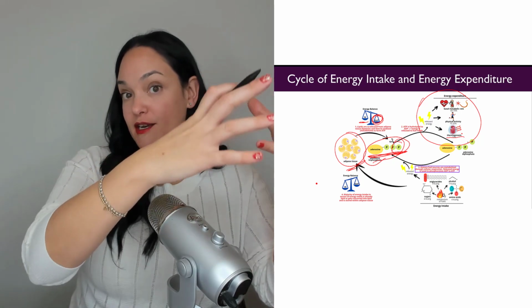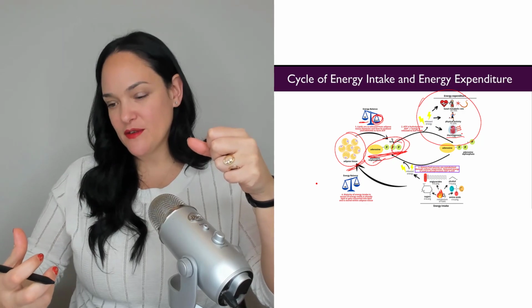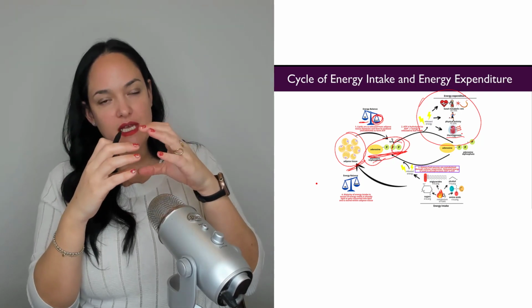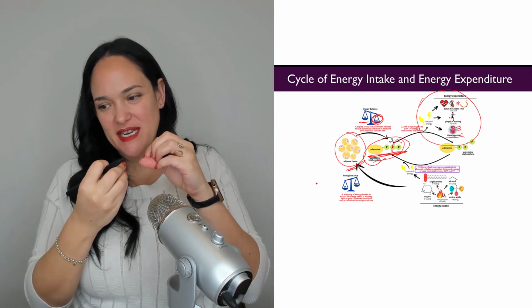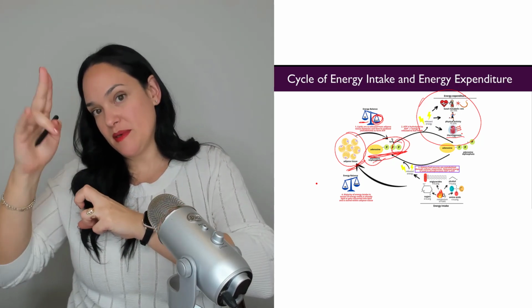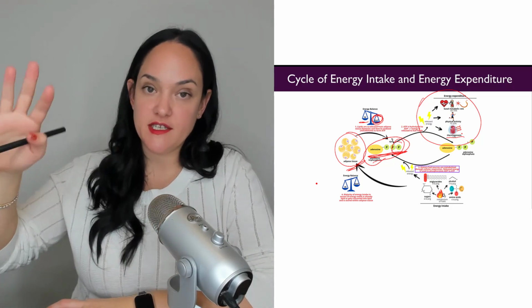So I needed more energy. I took it from my fat cells. I metabolized the fat in those fat cells. I was able to use that process of metabolism to help regenerate ATP, and then I can use ATP, cut off that second high energy bond to promote the needs of my body.